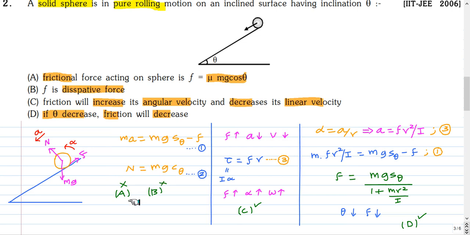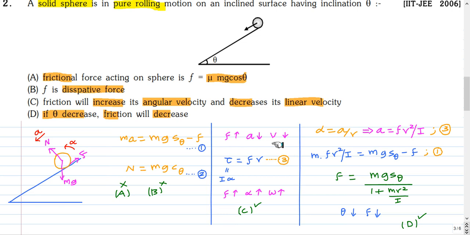Option A says the friction force is mu mg cos theta. That's not true, so option A is not correct. The friction force will be a dissipative force if there is relative motion between the two contact surfaces. Here it is pure rolling, so it's not a dissipative force. So option B is also not true. As the friction force increases, from equation 1, the acceleration will decrease. So the velocity will decrease for a given initial velocity and a given time interval.